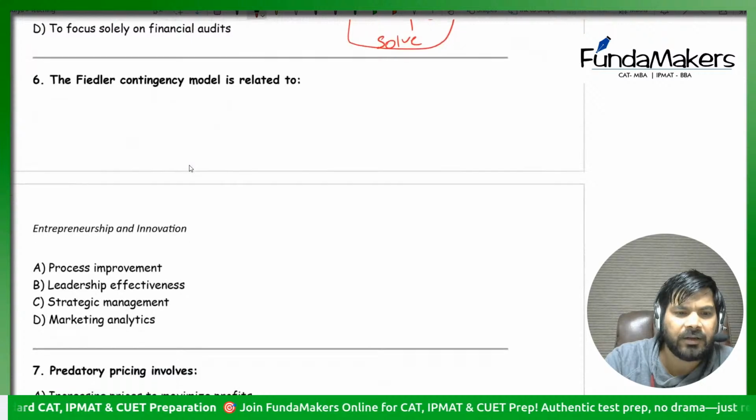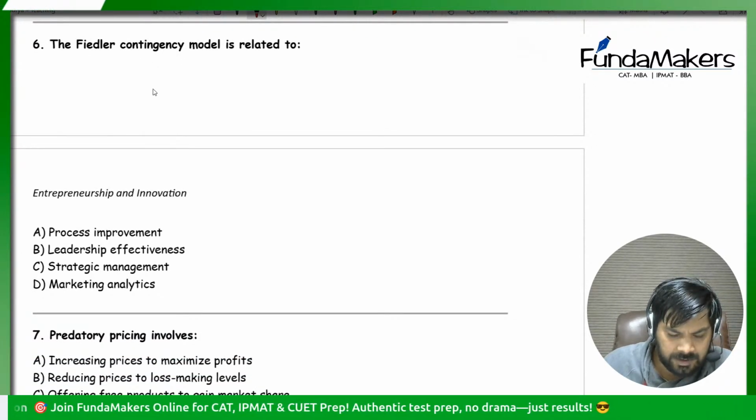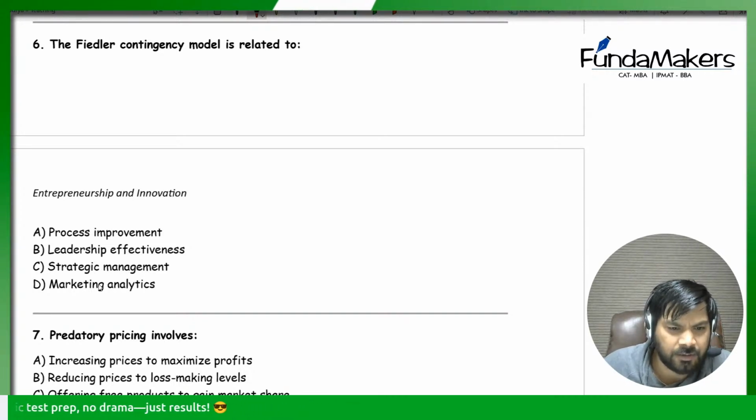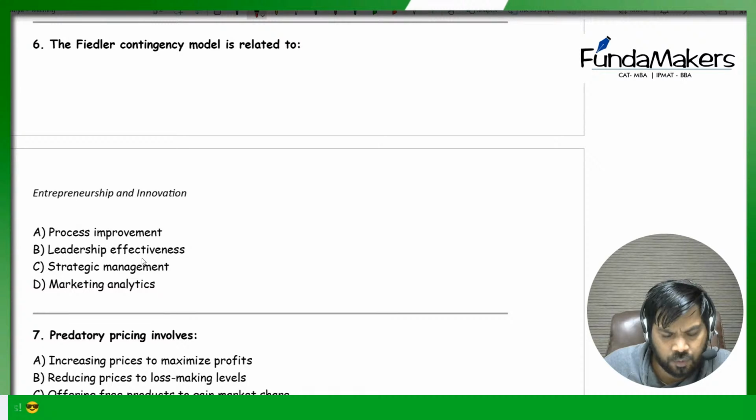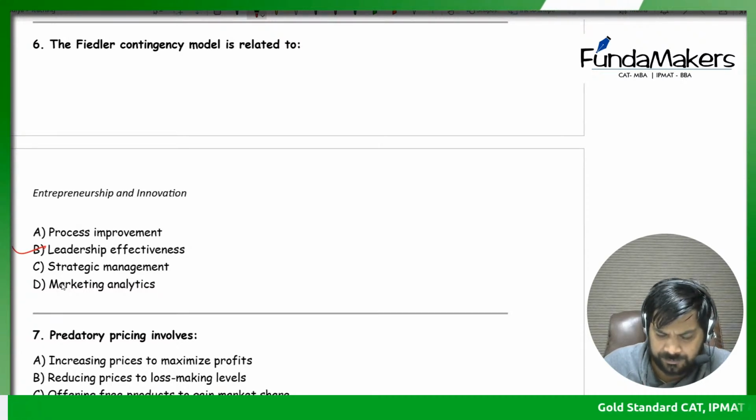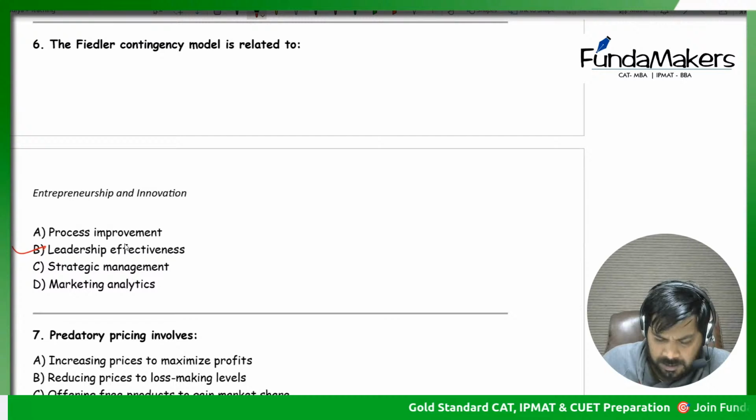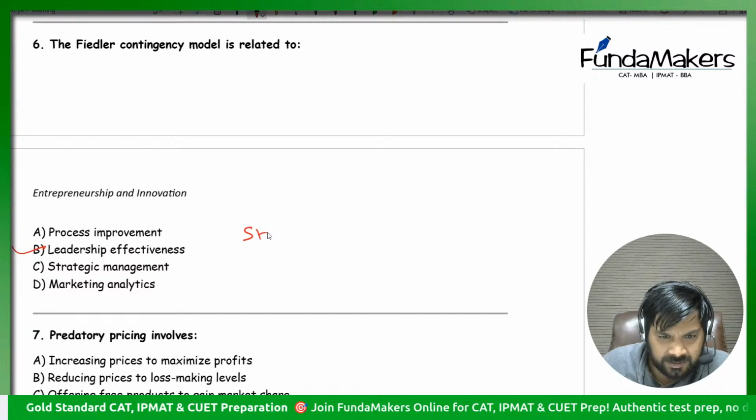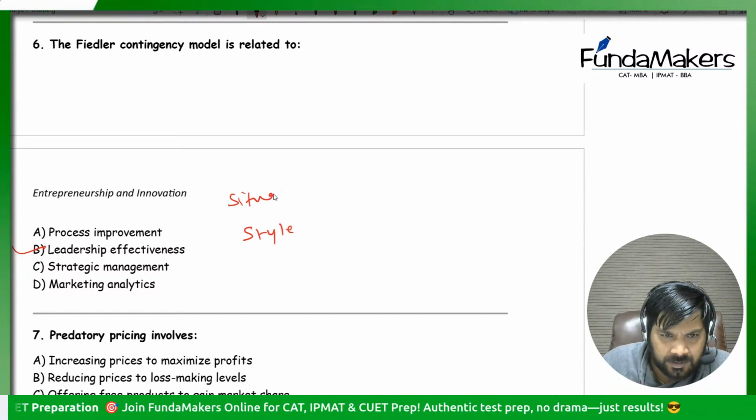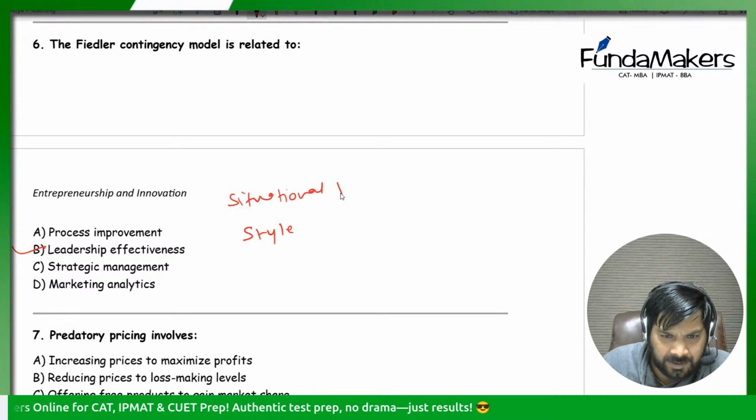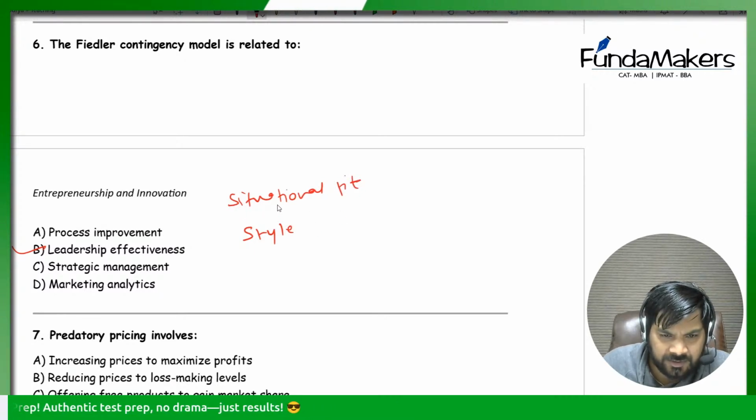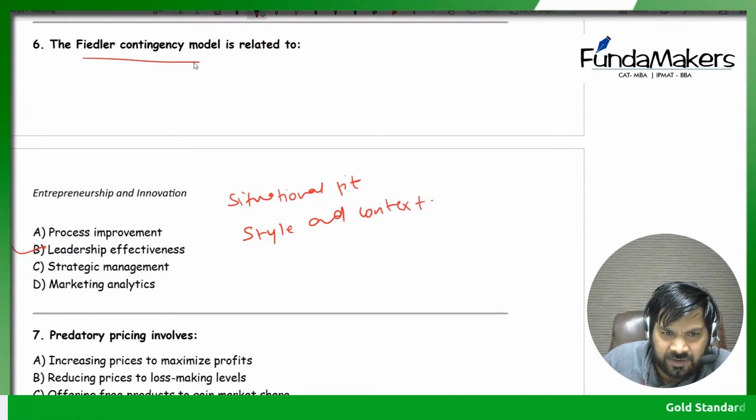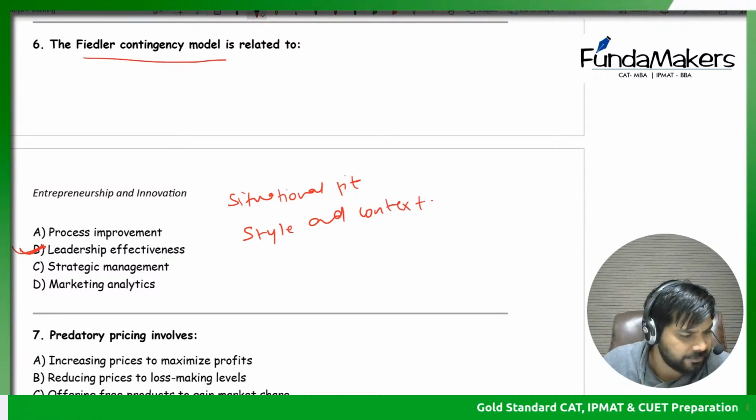Next, the Fiedler contingency model is related to what? Process improvement, leadership effectiveness, strategic management, marketing analytics. I think it is to improve on leadership effectiveness. I mean, leadership depends on situational fit between style and context. It is a situational fit. Leadership is more about a situational fit. I'm telling you because this could also be a question. So the Fiedler contingency model is related to leadership effectiveness.